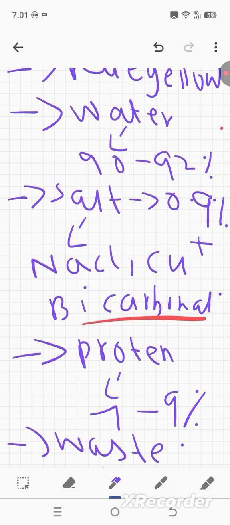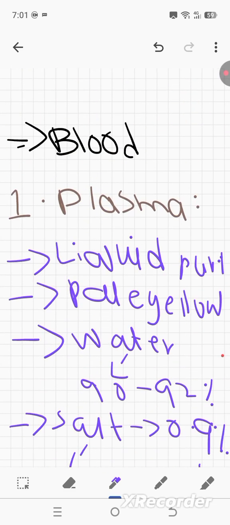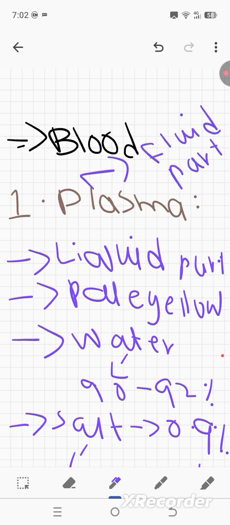This was the basics about plasma. For your basic understanding, you can just say it's a fluid part. It's inside the blood. It's the first part of the blood, and about 55% of the blood is plasma.